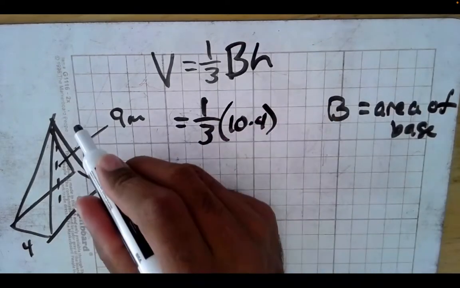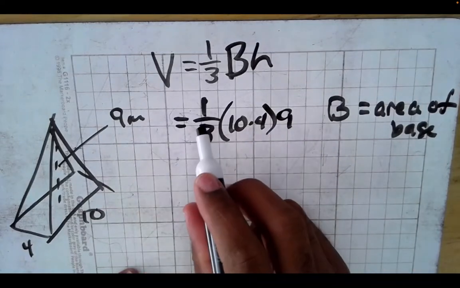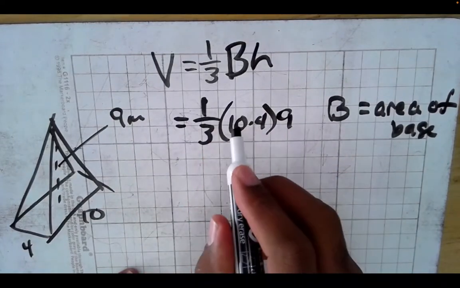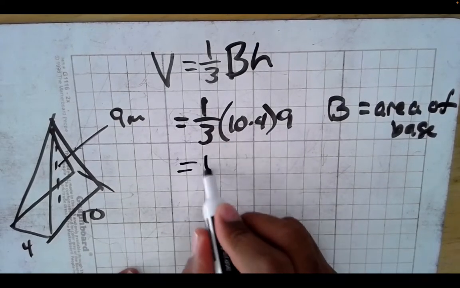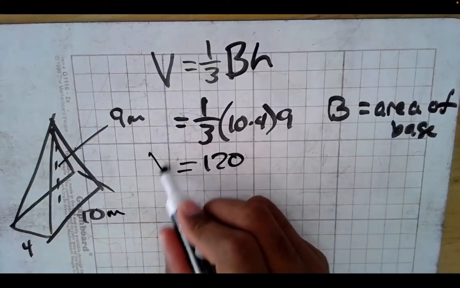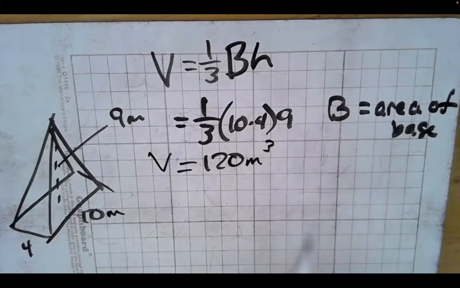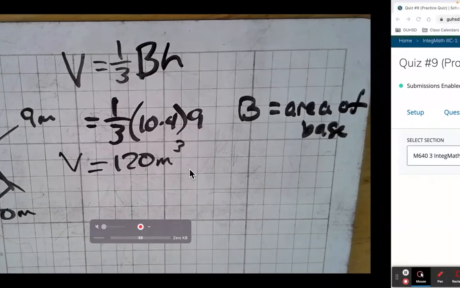And then times its height, which is 9, and multiply all that out. Let's see, 1/3 times 9, that's 3. 3 times 10 times 4 is 40, so 120. So it's 120, and this was meters. And remember, when we write volume in meters, we always do cubed, so cubic meters. So that should help you answer those questions.